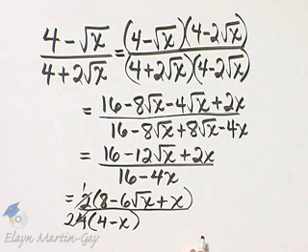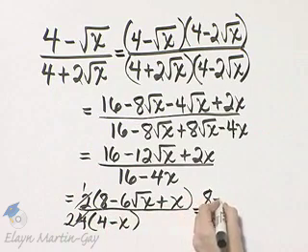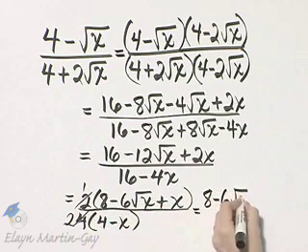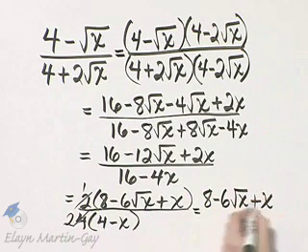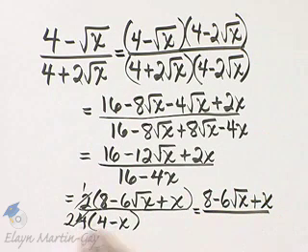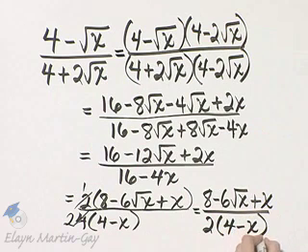And let me go ahead and write my answer then. That is 8 minus 6 square root of x plus x in the numerator. What do we have in the denominator? 2 times 4 minus x. Notice I've rationalized the denominator. By the way, you can multiply the terms in the denominator, but I'll leave it in this form.